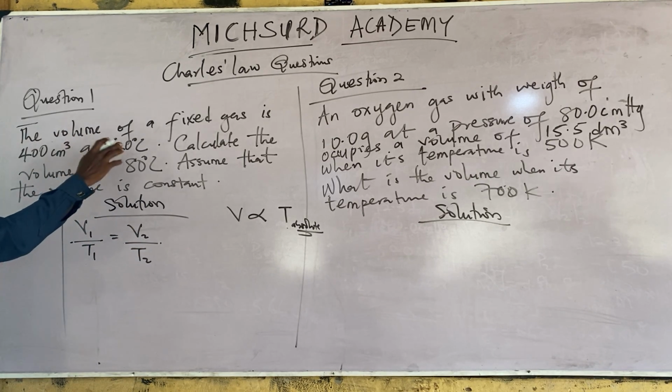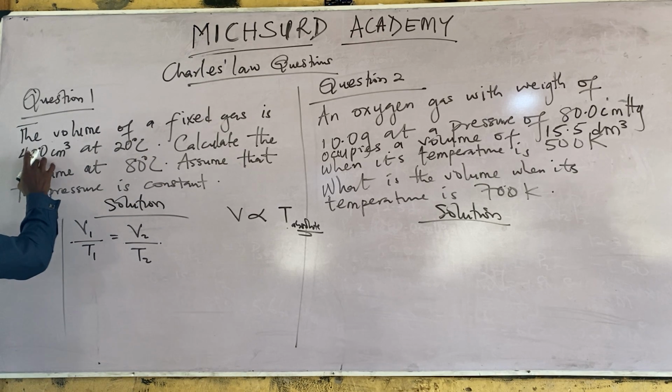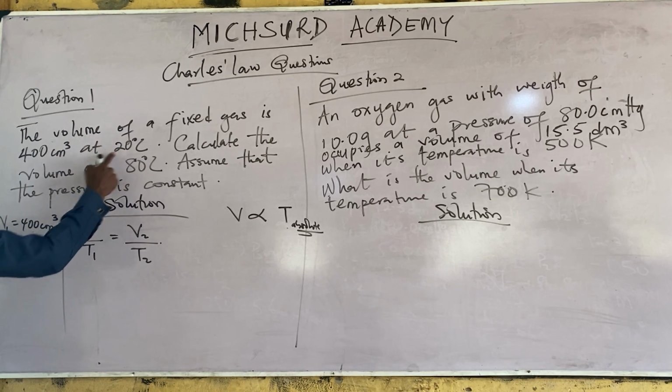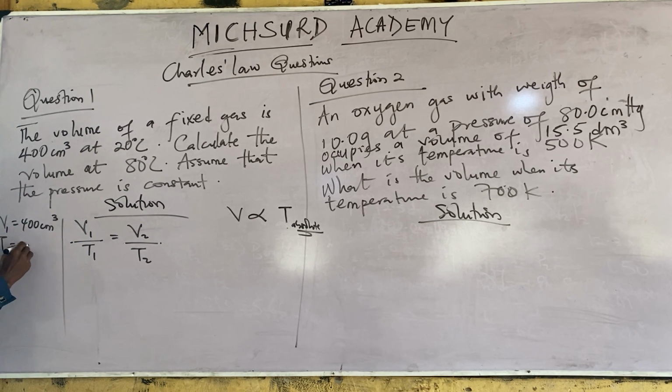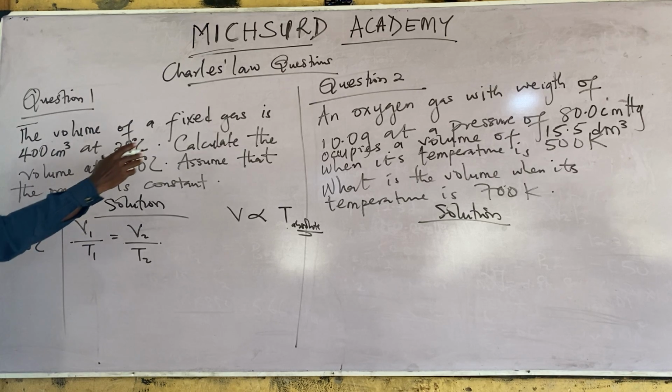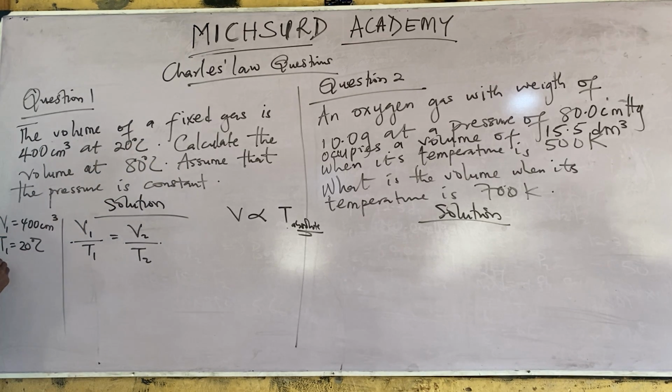We have that the volume of the fixed gas is this. So the first volume V1 is 400 cm³ and the temperature T1 is 20 degrees Celsius. Then we are looking for V2 when the temperature is 80 degrees Celsius. Now, to find V2 is to just substitute and get the answer.